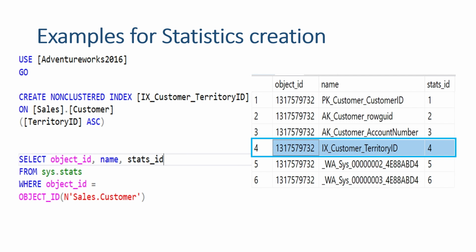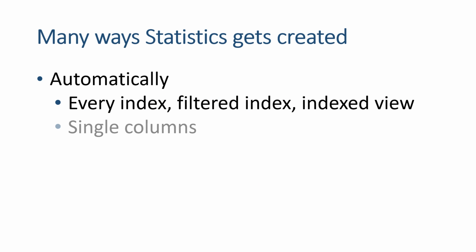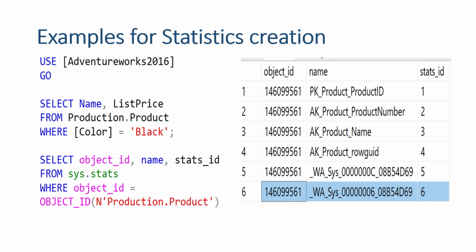The third option is auto update statistics asynchronously. This particular option I'm going to discuss in detail in the later slides, but this is disabled by default. I will explain in the coming slides when it is suitable to enable this option.